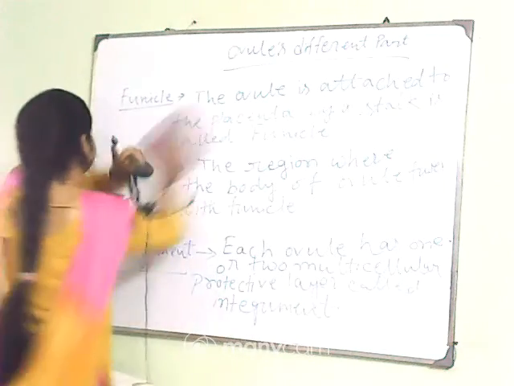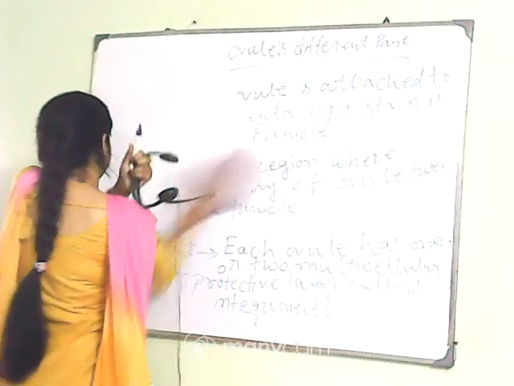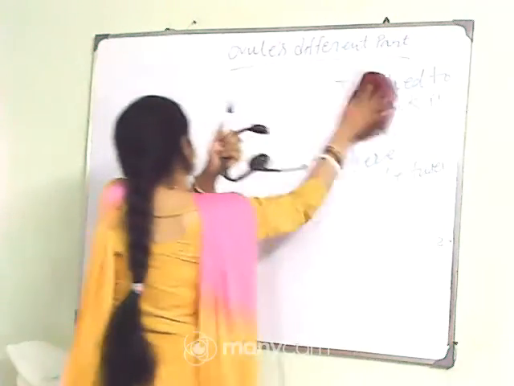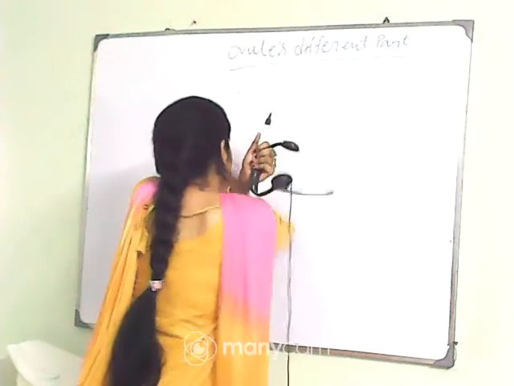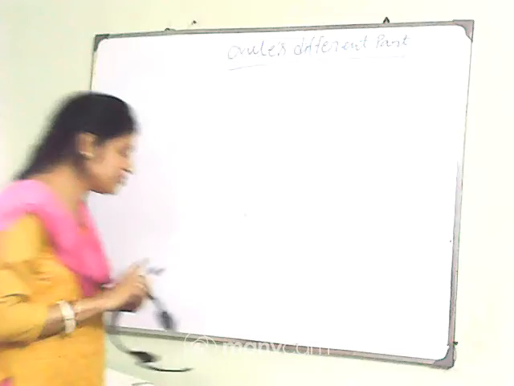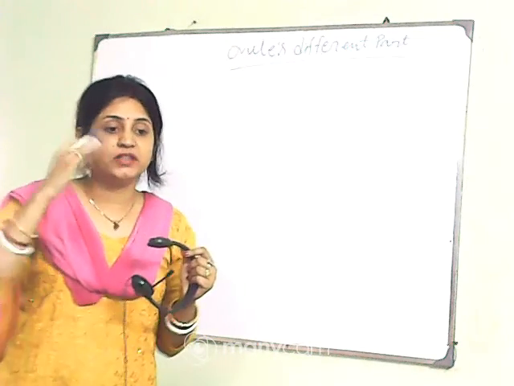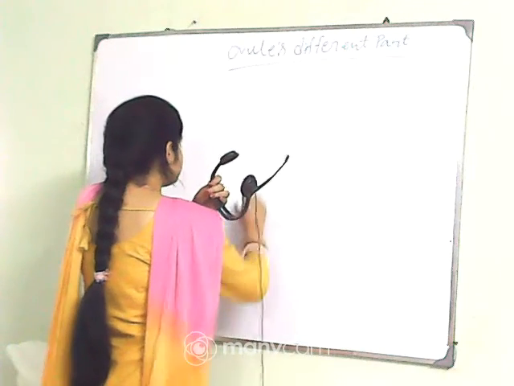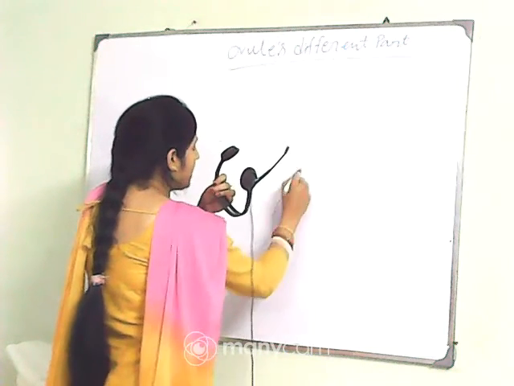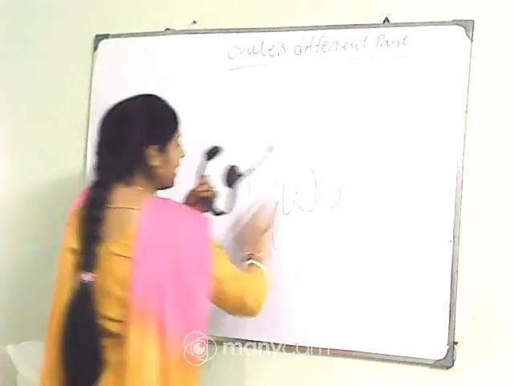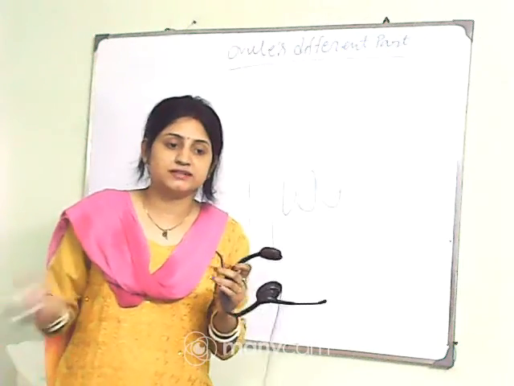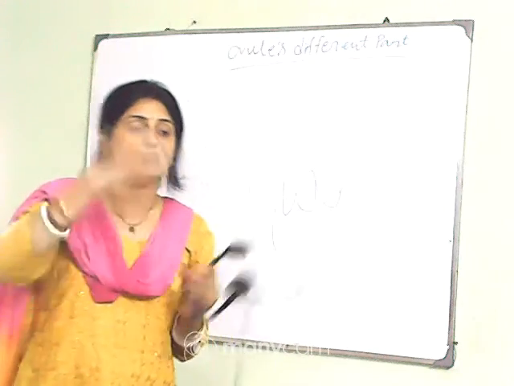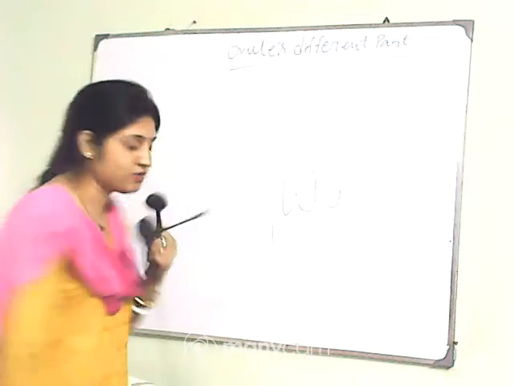Then I will give the next. I just drew the picture in this direction, but when the ovule is totally inverted, in the opposite position, at 180 degrees, attached with the stalk, totally opposite in its structure, that is known as the anatropous ovule.